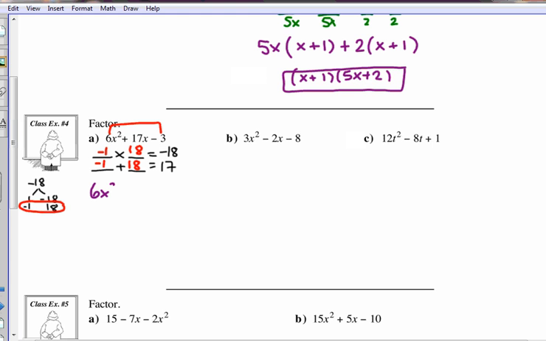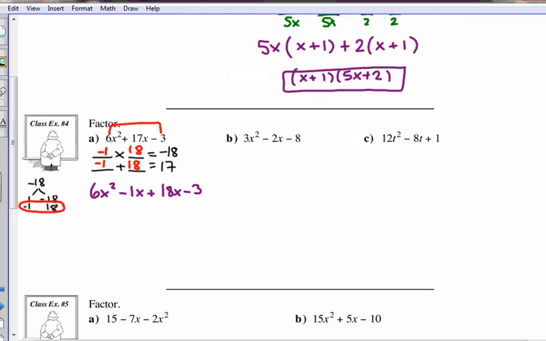We want to make factor by grouping. We want to make 4 terms. So 6x squared. Instead of writing 17x, we're going to write negative 1x plus 18x, and then we still have minus 3.